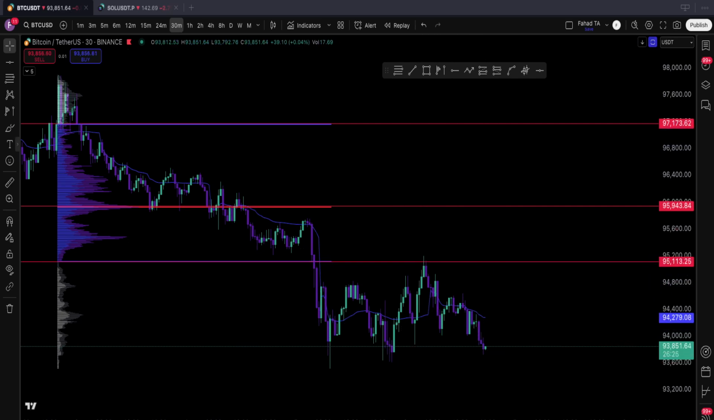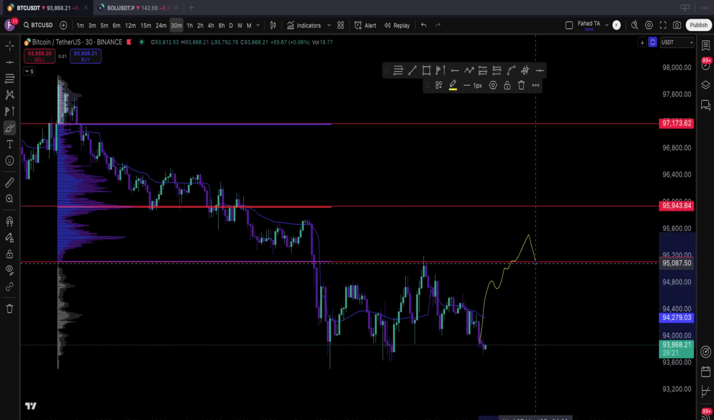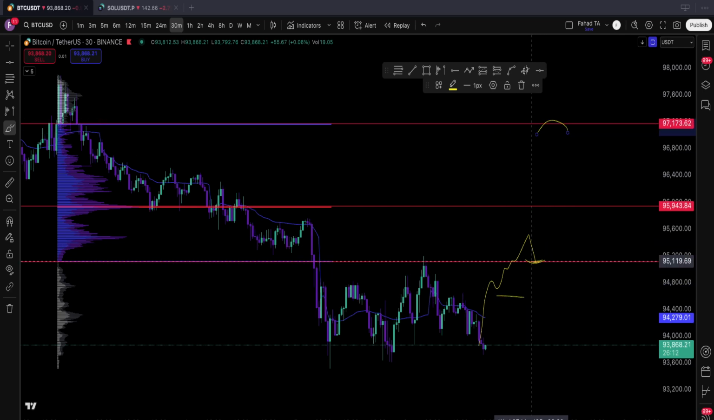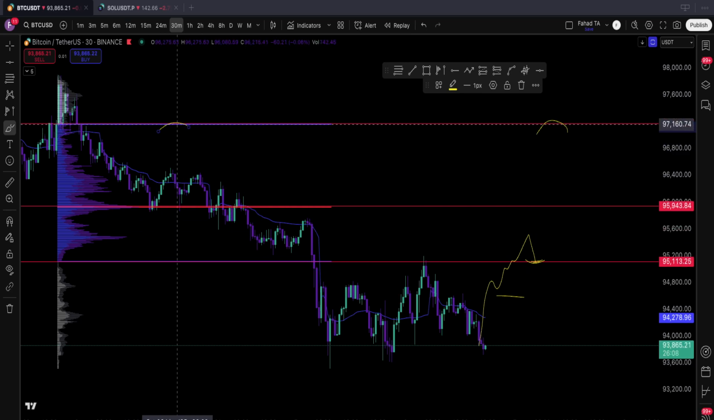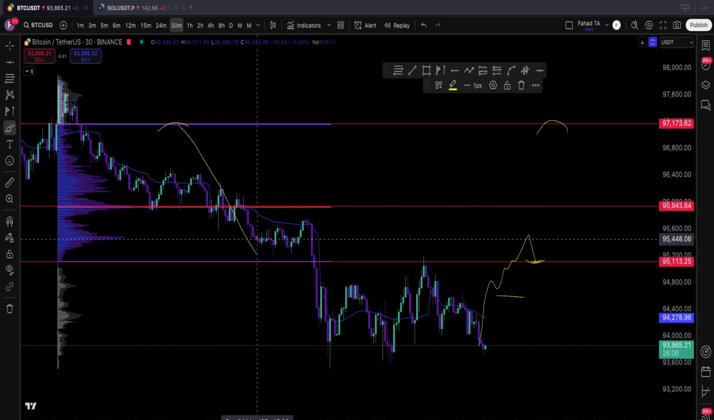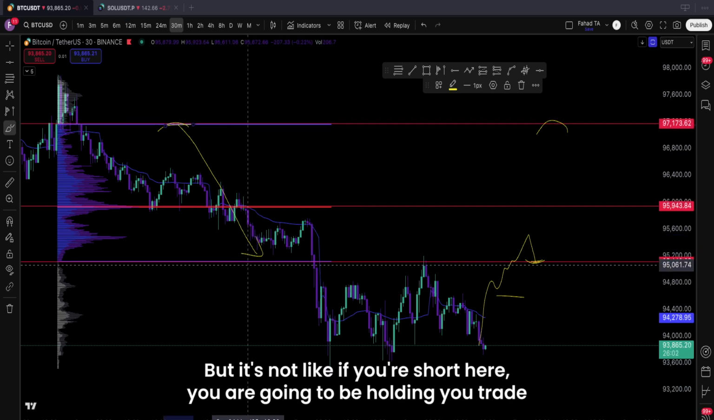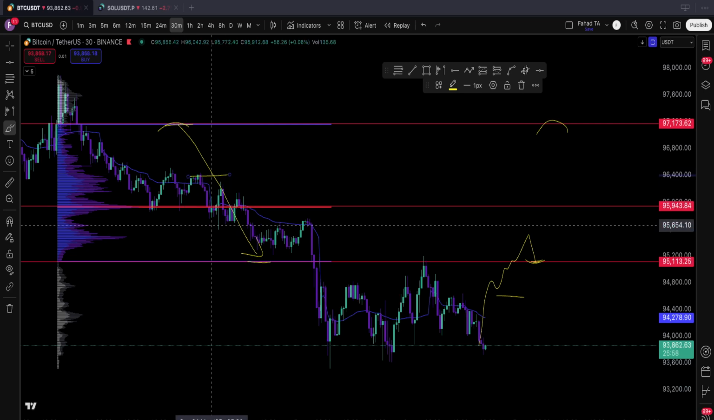Now the next time when we get inside this level, we can wait for a backtest of this and we can get into a good long trade around this. We can have a local low and then we can also be targeting our range high. Every time you are going short at your volume area high, your target is always the volume area low. But it's not like if you short here, you are going to be holding your trade till the volume area low. You can always take profit at some of the most important levels.